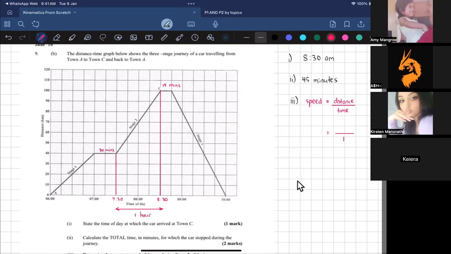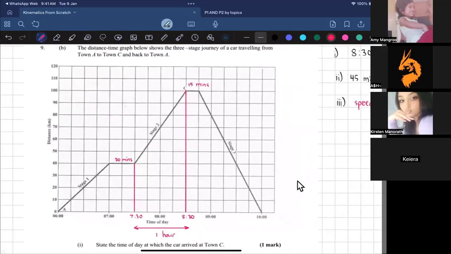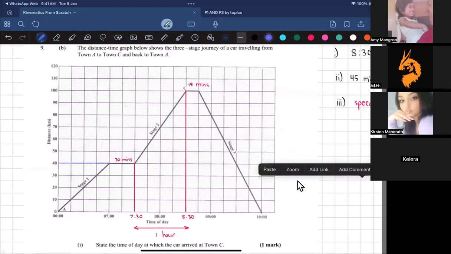The next part. Could anybody tell me how we would figure out distance traveled in stage 2? Amy, you want to tell me? How would I be able to figure out the distance covered in stage 2? You could subtract where stage 2 ends from when it started, so it would be 100 kilometers minus 40. Perfect. So stage 2 starts off at 40 and it finishes at 100. Again, Healy, makes perfect sense, right?